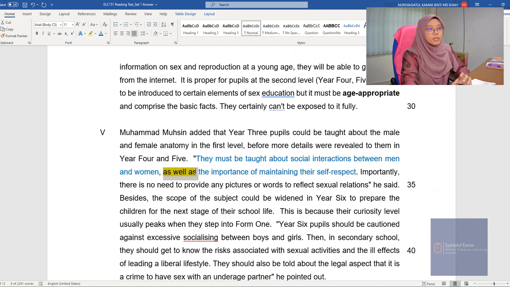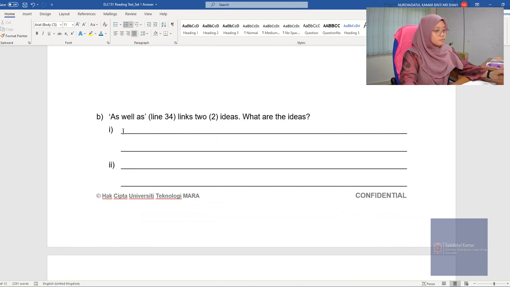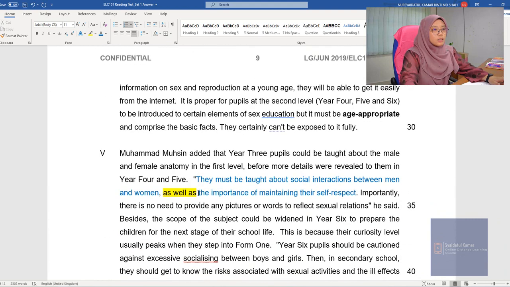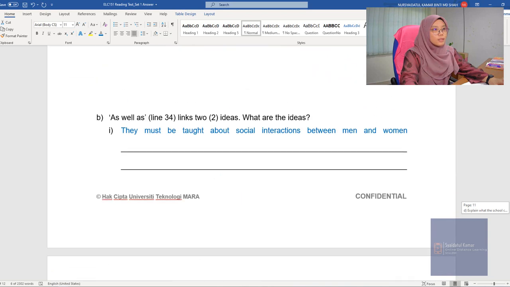So "as well as" means that it is the same idea. In addition, you are adding on to the original idea. So the answer is these two sentences. You must write the whole thing: this is answer number 1, and this is answer number 2. So these are the two ideas that are connected by the words "as well as."